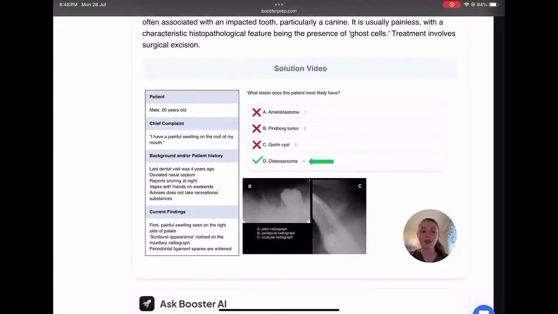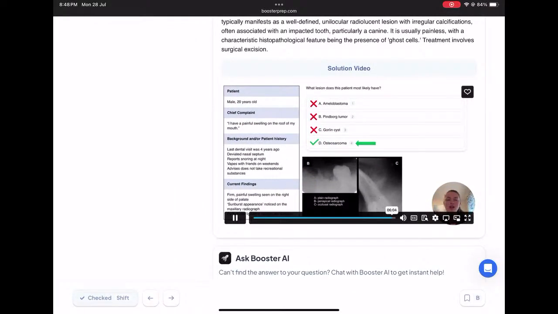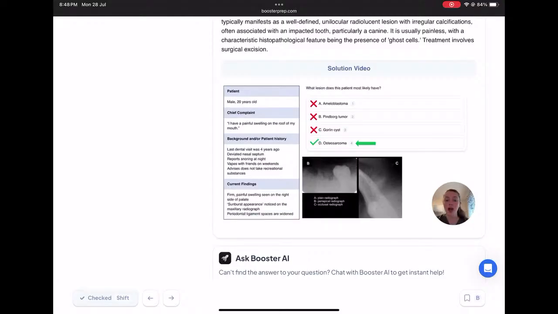So we always want to keep in mind that when we have a sunburst appearance, when our patient is complaining of pain, and when they're pretty young, we usually will have an osteosarcoma. Sunburst appearance is always a giveaway term for an osteosarcoma.